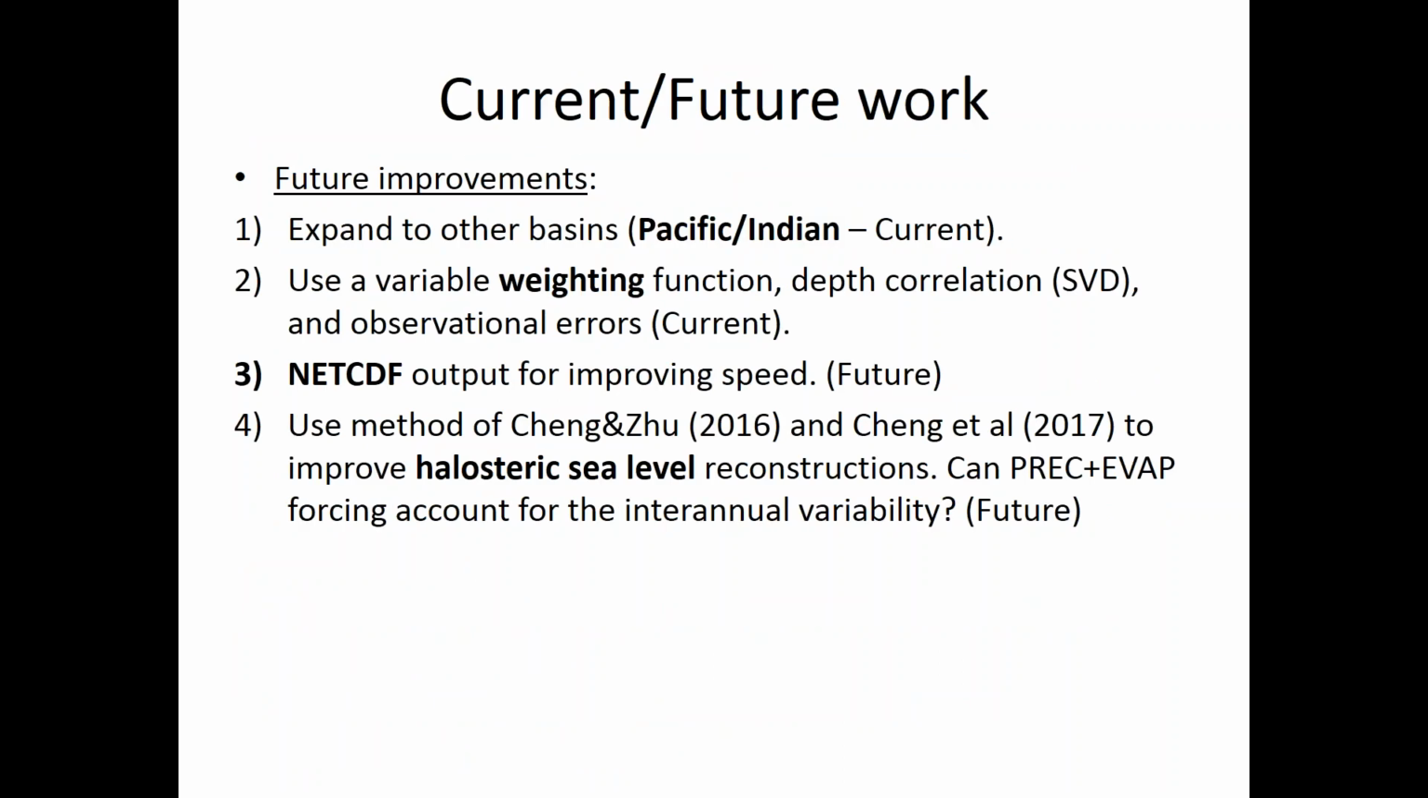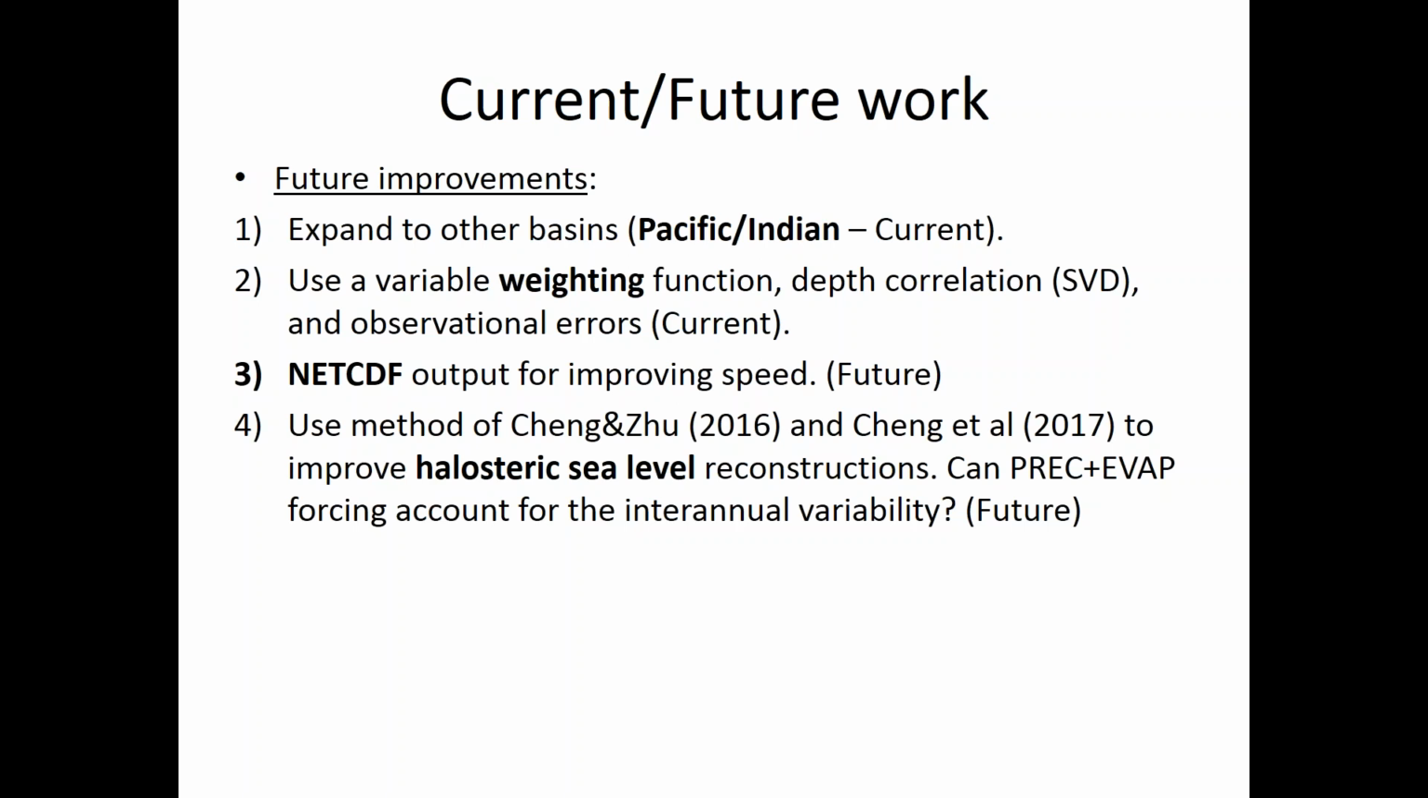And for future work, we can easily expand to the Pacific and Indian Ocean, so that would be a global product, and we can use it to investigate also decadal and interannual variability. And this is mostly done right now, since the publication. So I'll show you one slide in the end.